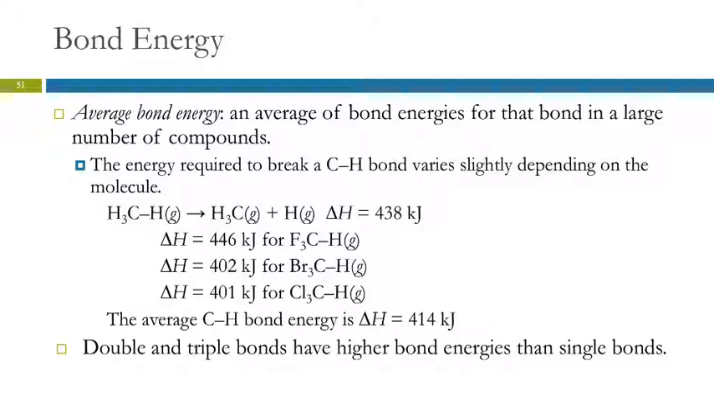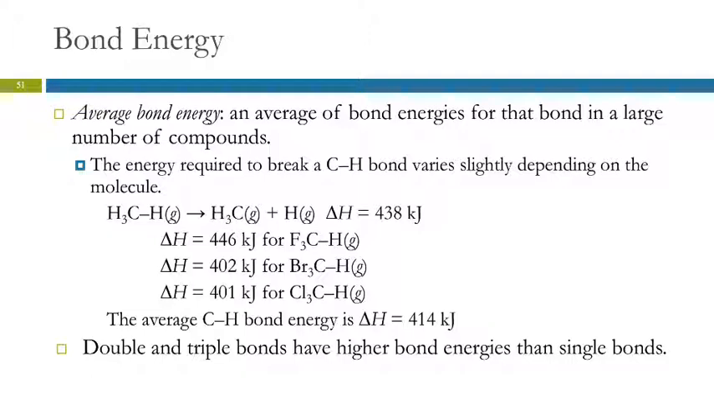Well, bond energies are going to be slightly different depending on the compound that particular bond is in. And so we use an average bond energy. We can look at a carbon-hydrogen bond, and if we see this carbon-hydrogen bond in the molecule methane, the bond energy is 438. If we put some fluorines on there, trifluoromethane, then it's 446. Tribromomethane, 402. Trichloromethane, 401. So depending on the other things that are bonded to that carbon atom, the carbon-hydrogen bond may be stronger or weaker.